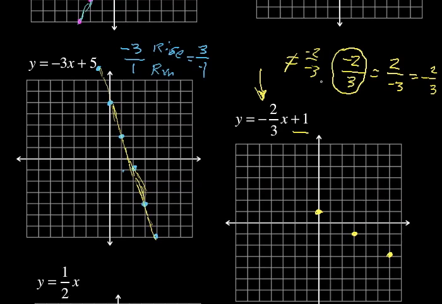And here's a hint. If your slope is negative, in this case y equals -2/3 x plus 1, if your slope is negative, your line should be going downhill. And if your line doesn't go downhill with a negative slope, then you're doing it wrong.